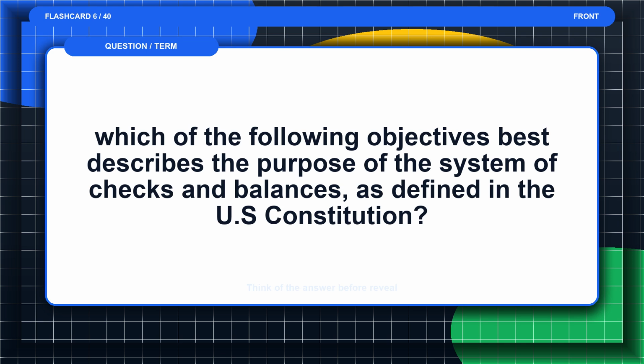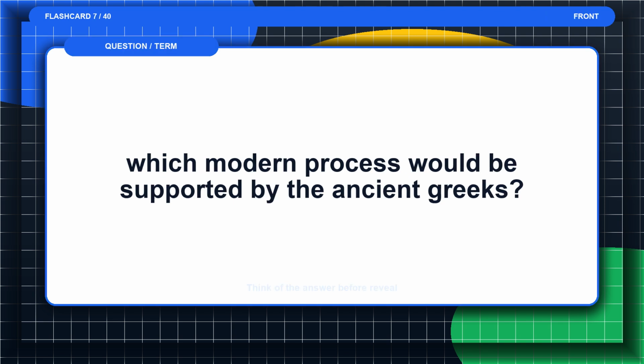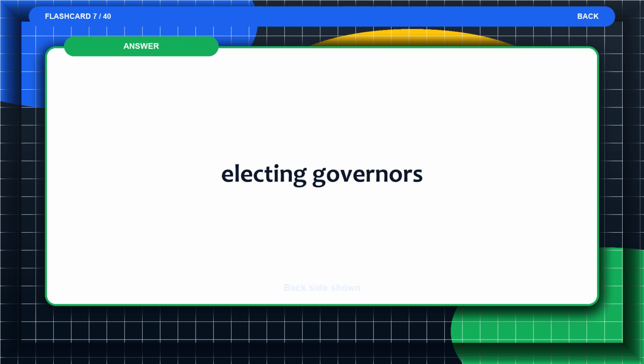Flashcard 6. Which of the following objectives best describes the purpose of the system of checks and balances, as defined in the U.S. Constitution? Think of the answer before the reveal. The answer is keeping any one of the three branches of government from becoming too powerful. Flashcard 7. Which modern process would be supported by the ancient Greeks? Think of the answer before the reveal. The answer is electing governors.